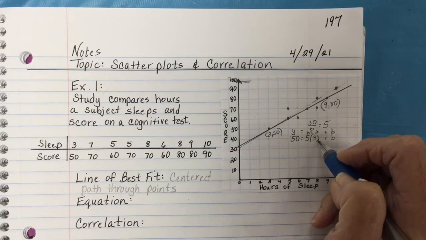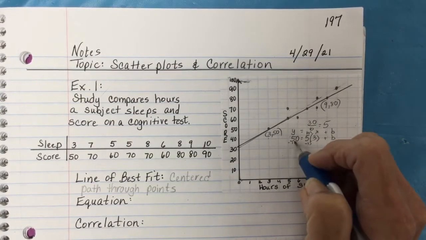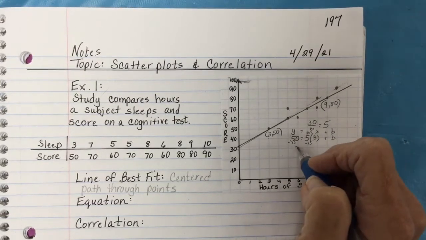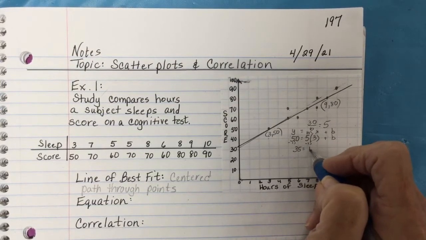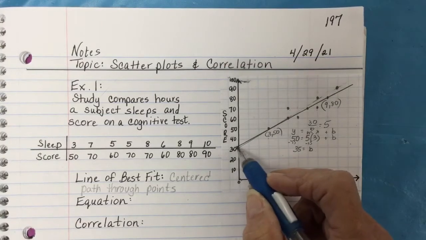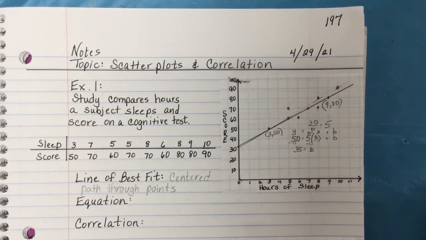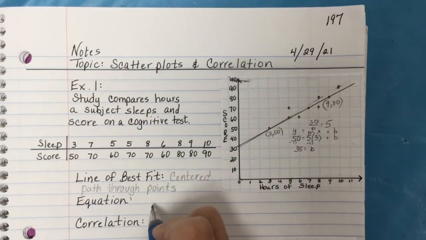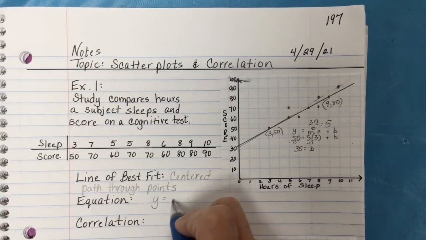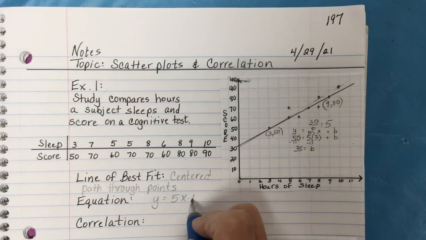This is 15, so if I subtract 15 from both sides, my y-intercept is actually at 35. So mine is not as accurate as it should be. That's why it's good to use 2 points instead. So the equation of this line of best fit is y equals 5x plus 35.